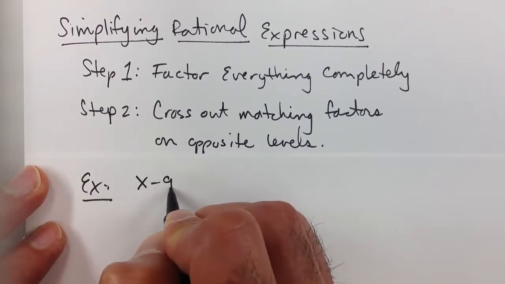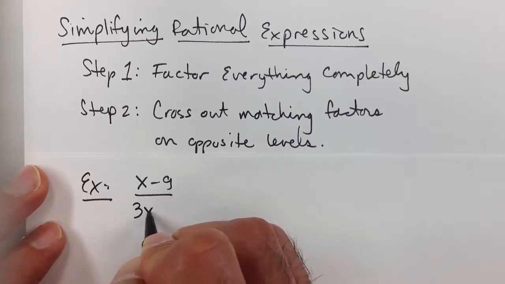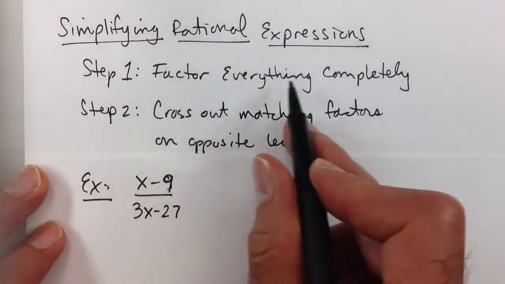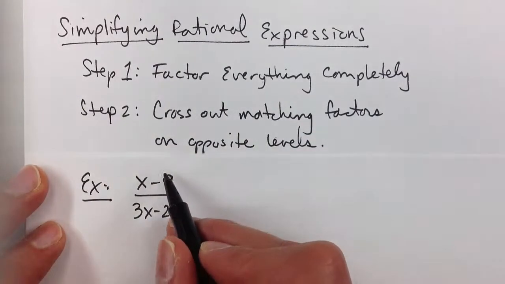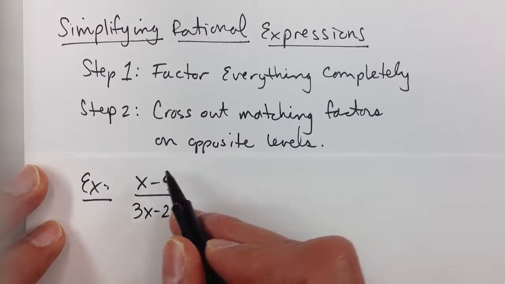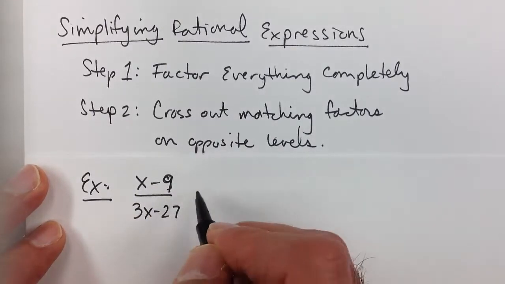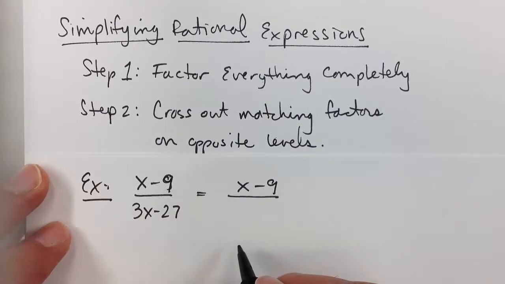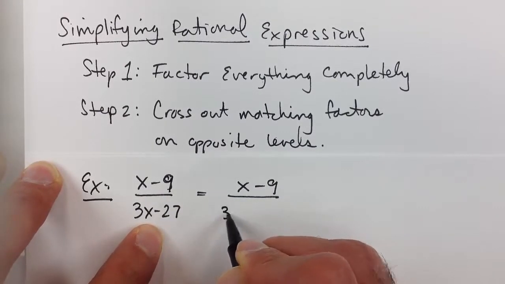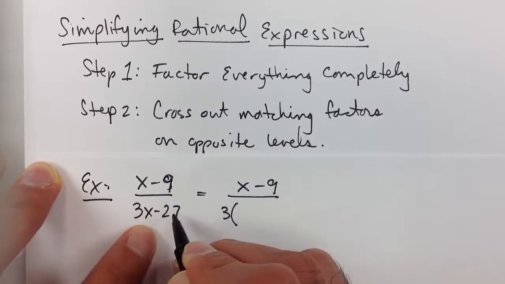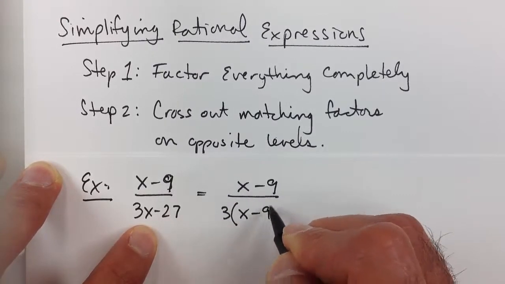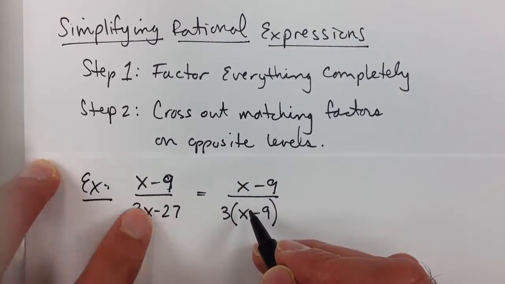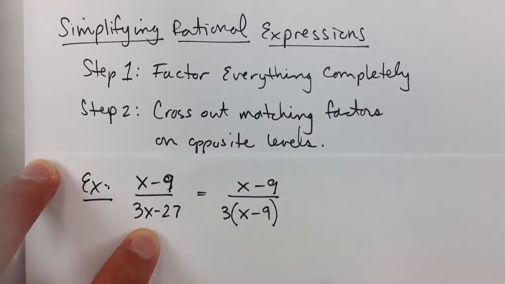Let's say we had x minus 9 over 3x minus 27. And in this case, if I follow step 1 to factor everything completely, you can see the numerator already is in factored form. There's nothing else we could do with it. But the denominator can be factored. So what I'll say is that this is equal to still just x minus 9 above. But then I can take a common factor of 3 and divide both those terms by it to get x minus 9. In other words, this expression is now equivalent to the original, but now the denominator is factored.